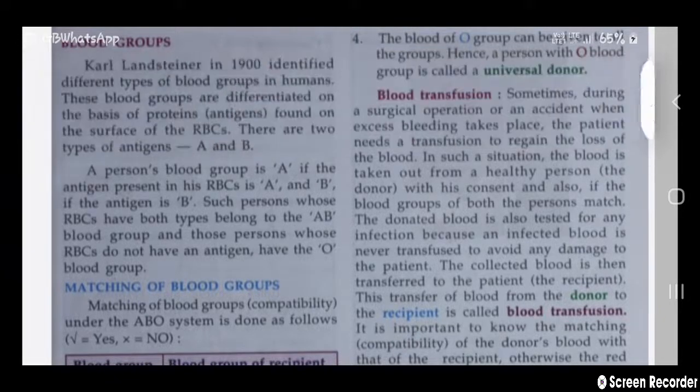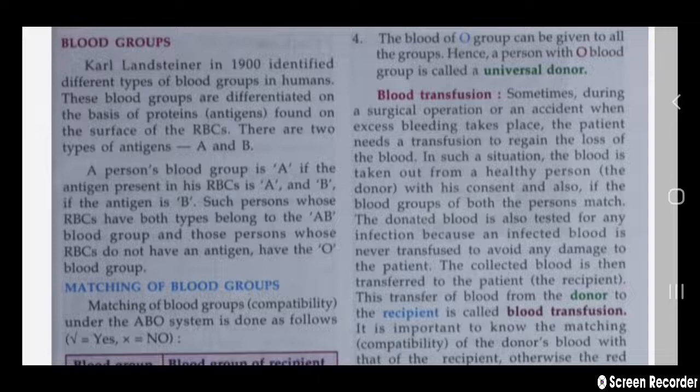There are two types of blood group antigens, or we can say proteins, A and B. If a person's blood group is A, then antigen A is present in his red blood cells, and if it is B, the red blood cells have antigen B. If a person's red blood cells have both, the blood group belongs to the AB type.